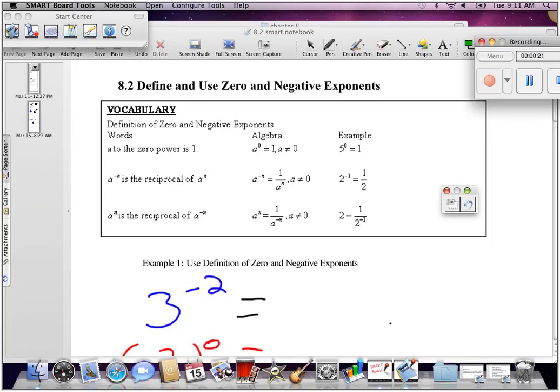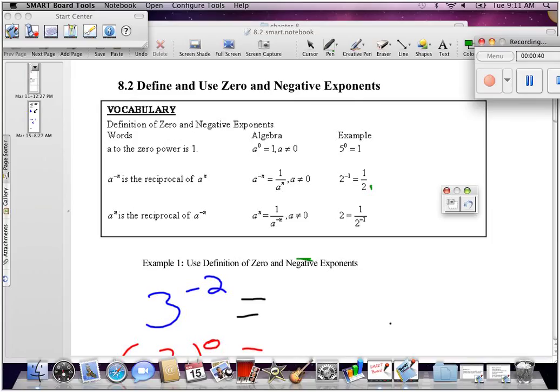So look, here's 2 to the negative first power. What's the reciprocal of 2? 2 over 1. It's 1 over 2, right? So they switch it to 1 over 2, and then it becomes to the first power. Anything to the first power is itself, right?